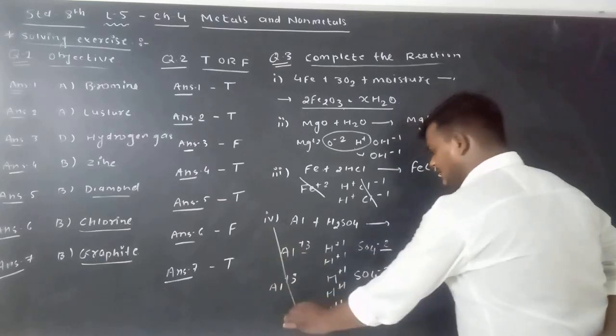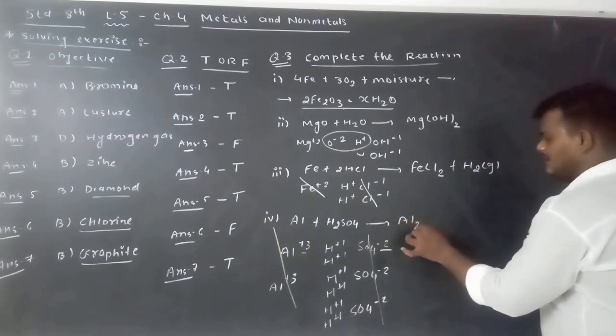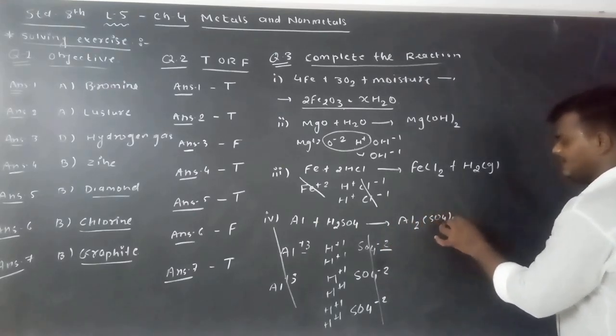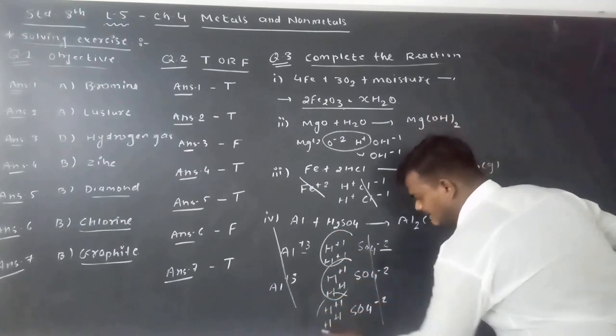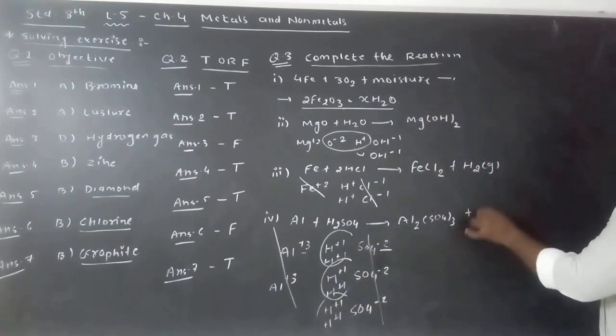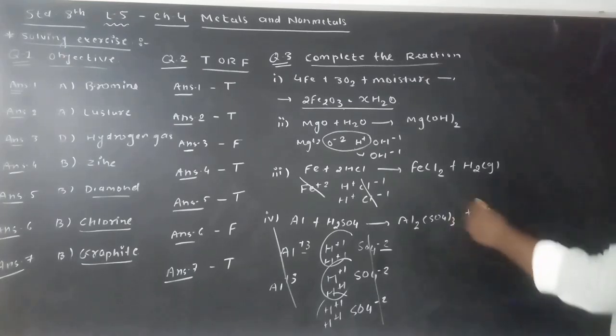So 2 aluminium reacts with 3 SO4. It will form Al2(SO4)3, and this will form H2 and H2. So here 3H2 gets released. So this was your fourth question.